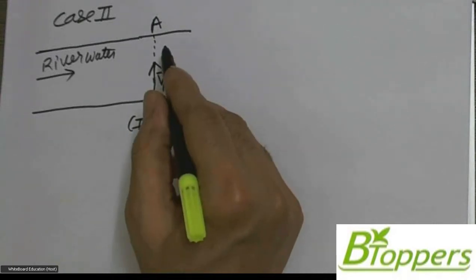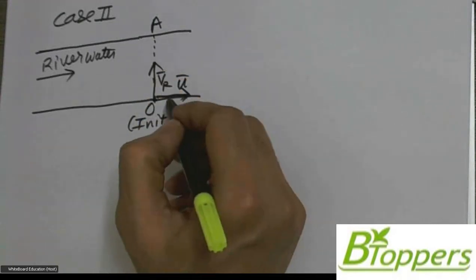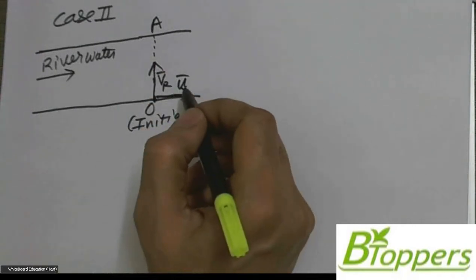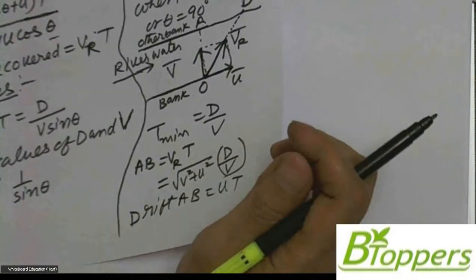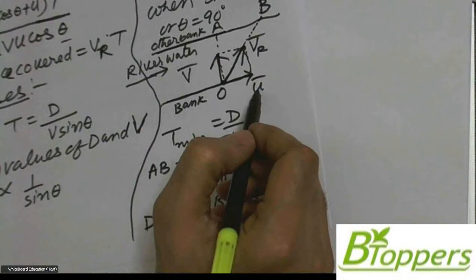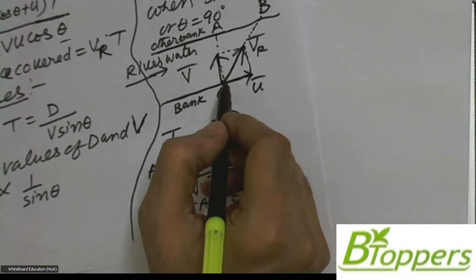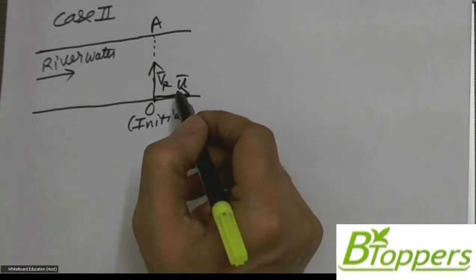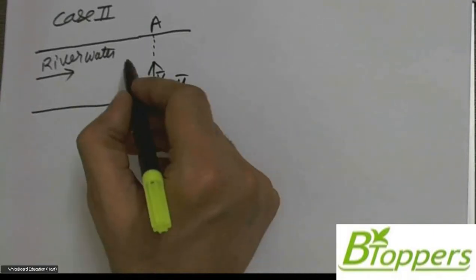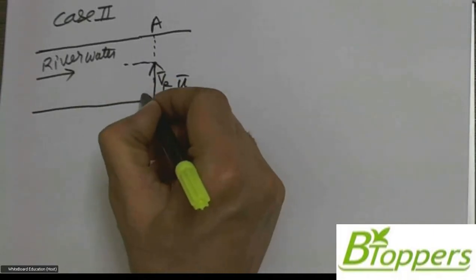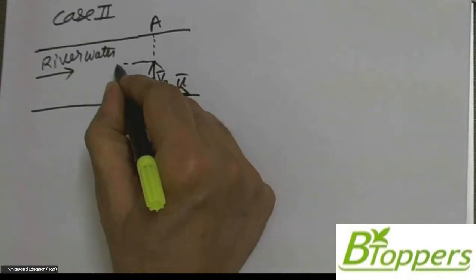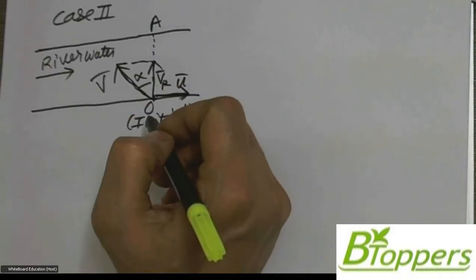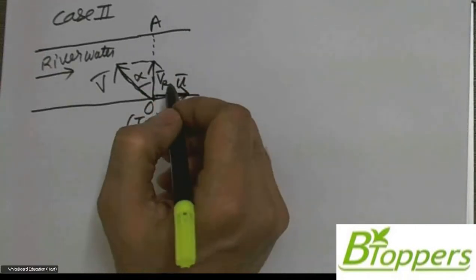VR bar will be directed perpendicular to U bar, not V bar perpendicular to U bar. In the previous case, case 1, to cross the river in minimum time, V bar is perpendicular to U bar. But in case 2, VR bar has to be perpendicular to U bar to cross the river along the minimum distance path. For that, V bar must be directed at some angle alpha with the width of the river.